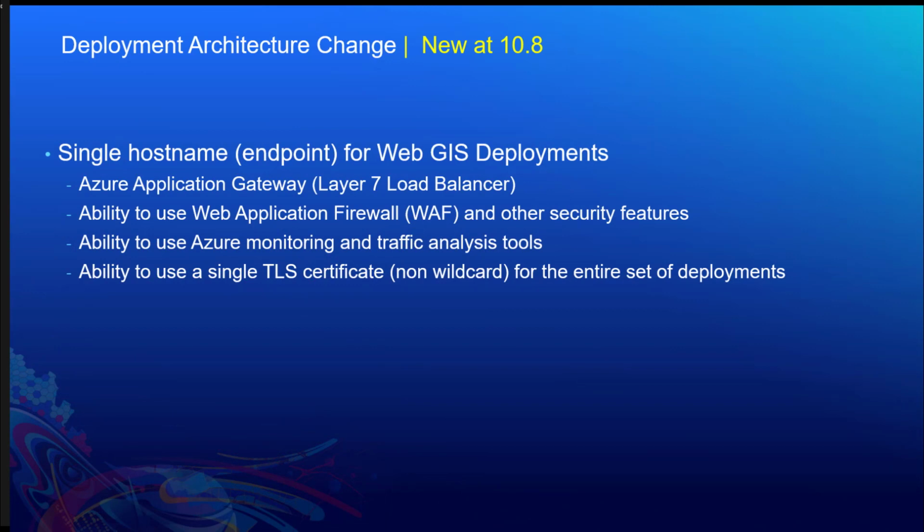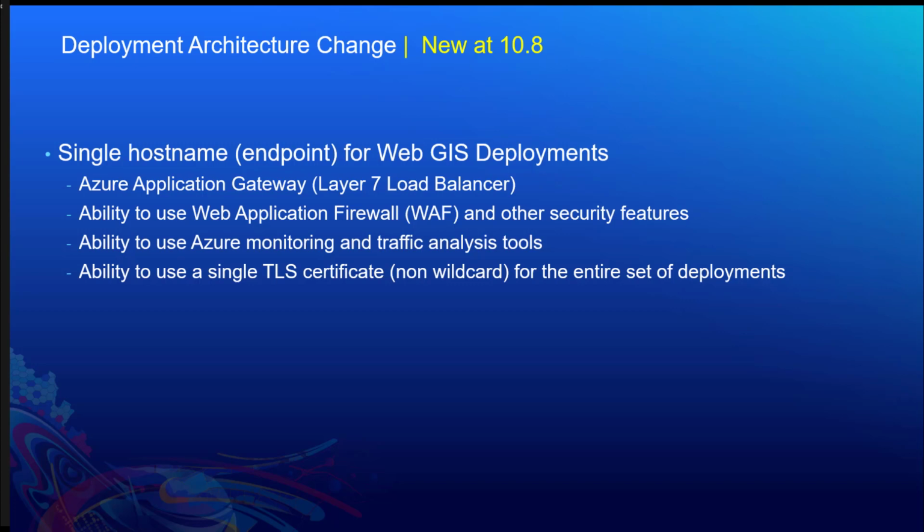The big change at 10.8 is now for all your server sites within a WebGIS deployment, there's a single hostname or a single endpoint for access through basically a single fully qualified domain name. The advantage this gives you is you're now able to have that centralized endpoint to access all of your sites. For achieving this, we use the Azure Application Gateway, which acts as a layer 7 load balancer. And it has the ability to route requests based on the URL path, which is often referred to as the site context in ArcGIS Enterprise terminology.